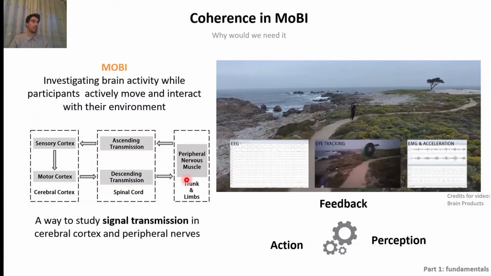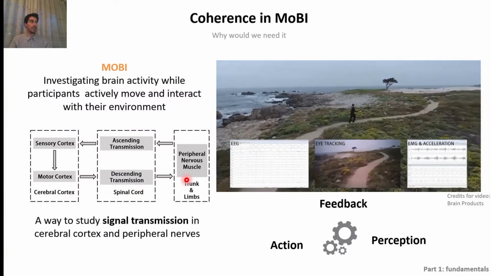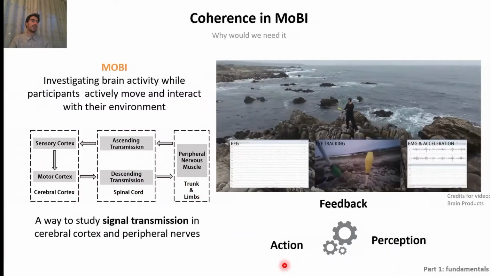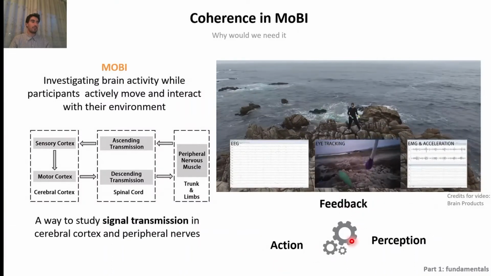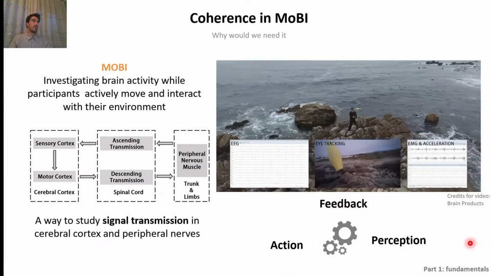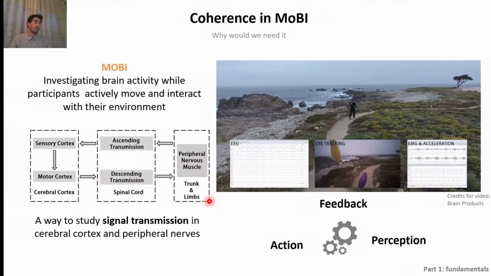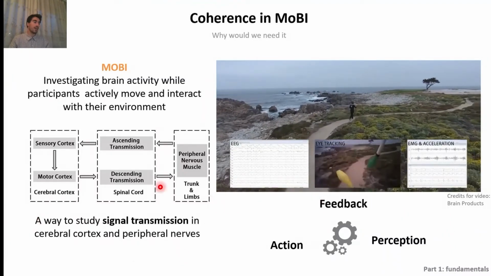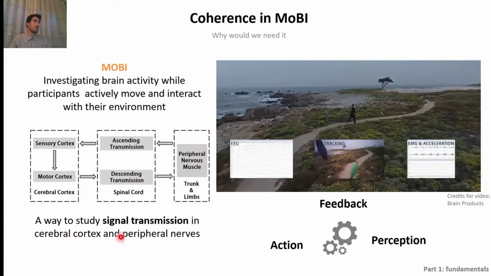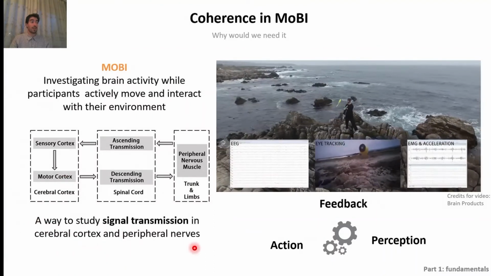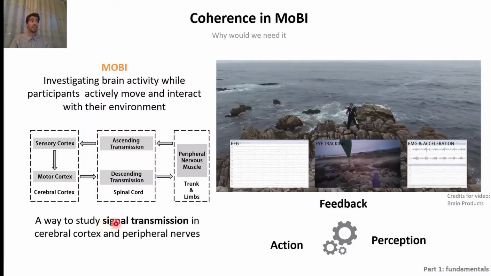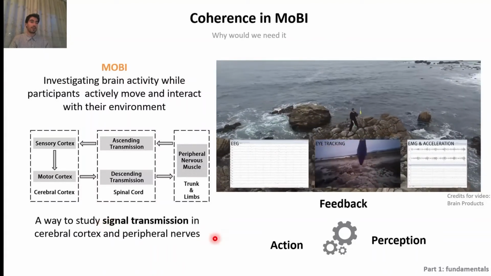the various peripheral muscles. So as MoBI is the integration between action, feedback and perception, then you can say that cortico-muscular coherence, or coherence per se, is a way to study how signal transmission works in cerebral cortex and peripheral nerves. And it's very relevant and very important, especially for MoBI.